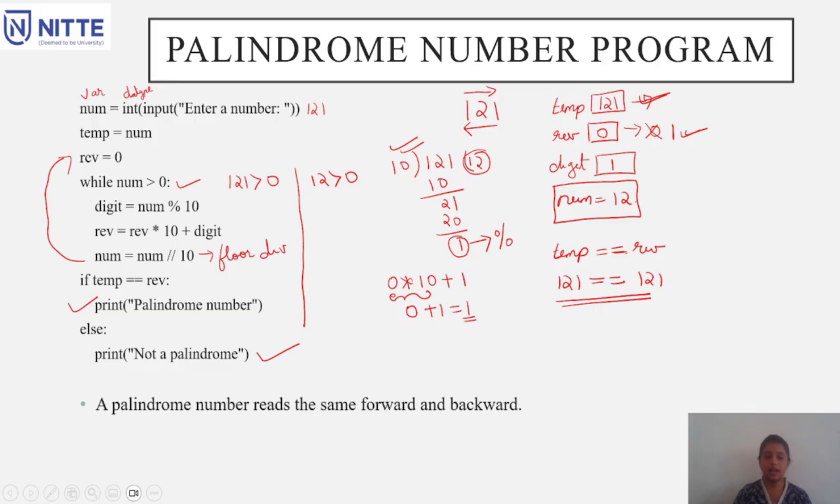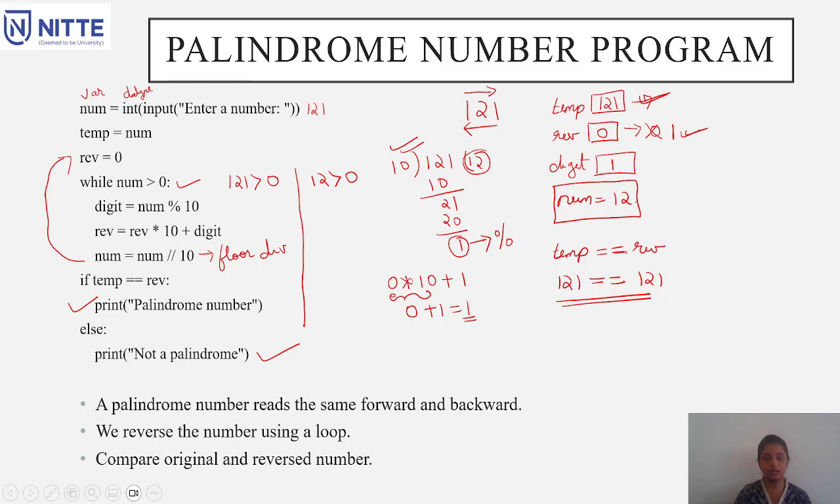To make you understand, a palindrome number reads the same forward and backward. We reverse the number using a loop. Which loop have we used? We have used the while loop. And finally, we compare the original number with the reversed number. This proves the palindrome of a number.